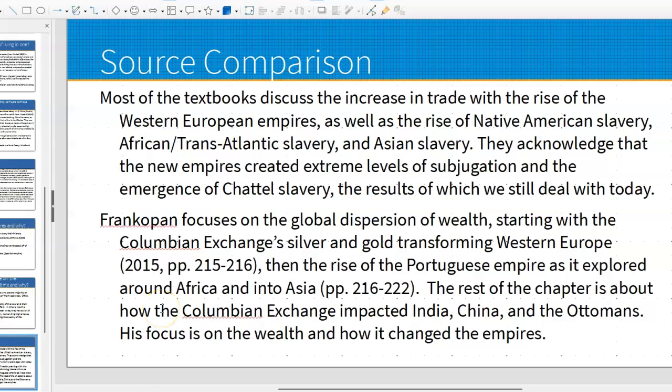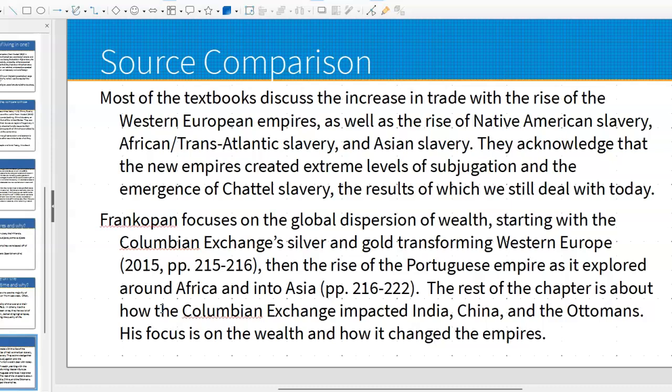All right, so source comparison of my sources. I didn't pick a particular textbook. I know them all pretty well. Most of them discuss trade with the rise of Western European empires and the Columbian Exchange, as well as the rise of Native American slavery, African and transatlantic slavery, and Asian slavery.